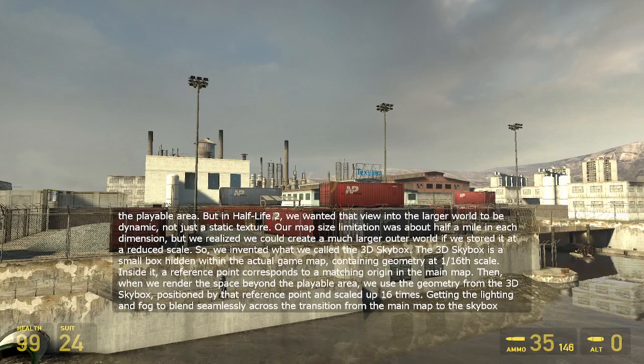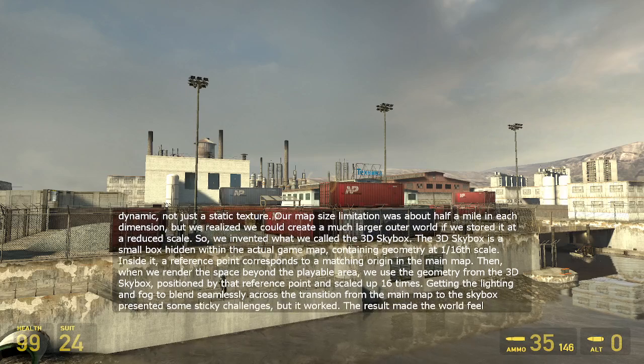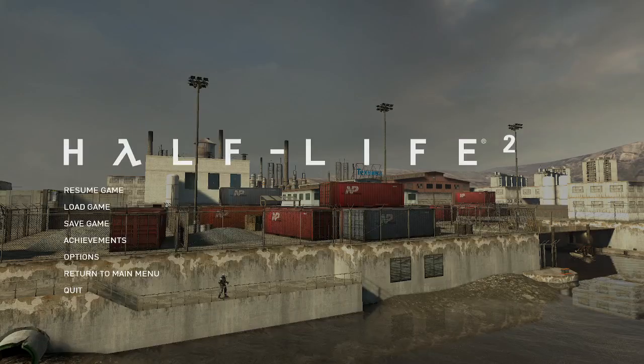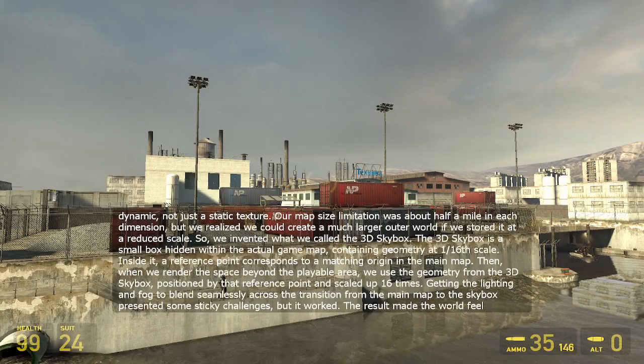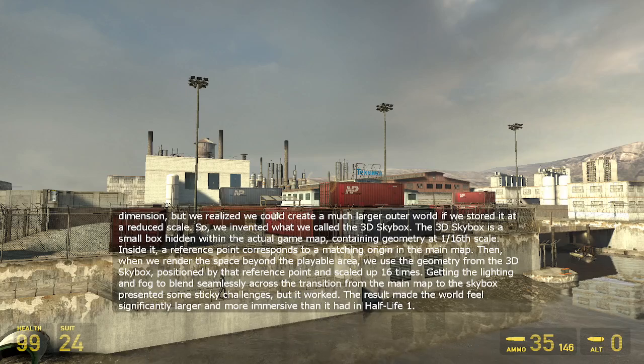The 3D Skybox is a small box hidden within the actual game map containing geometry at 1/16th scale. Inside it, a reference point corresponds to a matching origin in the main map. Then, when we render the space beyond the playable area, we use the geometry from the 3D Skybox, positioned by that reference point and scaled up 16 times. Getting the lighting and fog to blend seamlessly across the transition from the main map to the Skybox presented some sticky challenges, but it worked. The result made the world feel significantly larger and more immersive than it had in Half-Life 1.